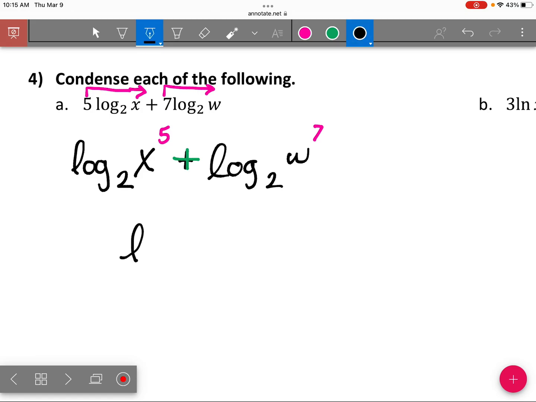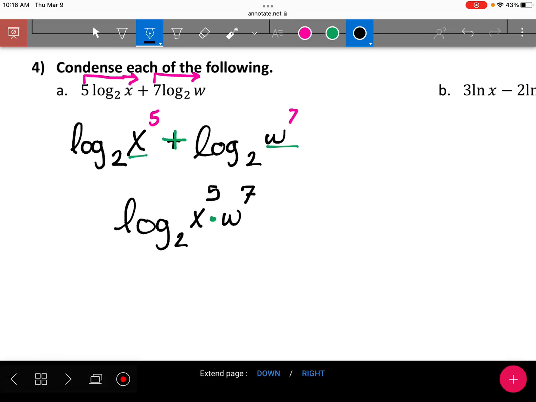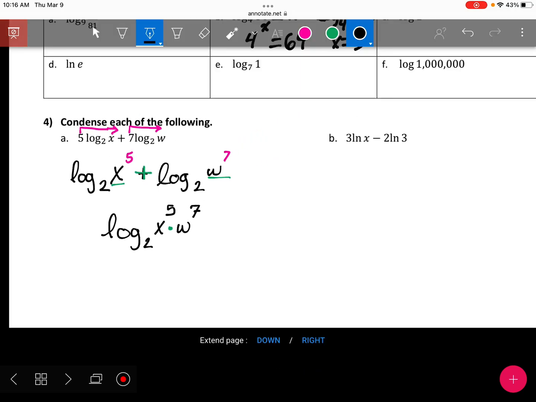So I'm going to be down to just 1 log, log base 2 of x to the 5th, and we multiply our 2 arguments together, times w, oop, that's the wrong color, w to the 7th. Can I go any further with it? Or is that where we stop? That's where we stop. You're right.